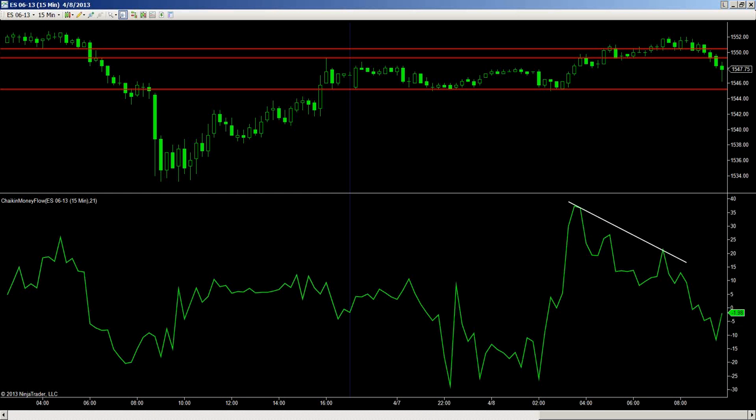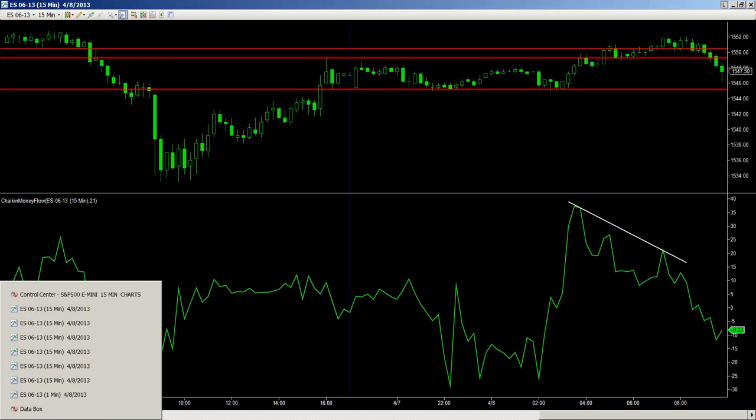We have Chaikin money flow just starting to trade up. Possible reason to be out of the trade if we have a closing oscillating back and forth on the 15-minute bar to the upside.